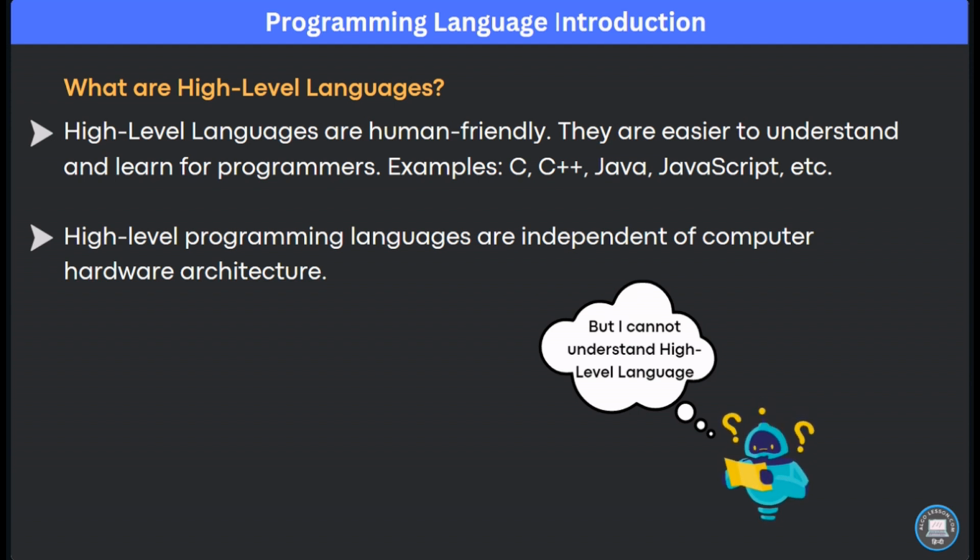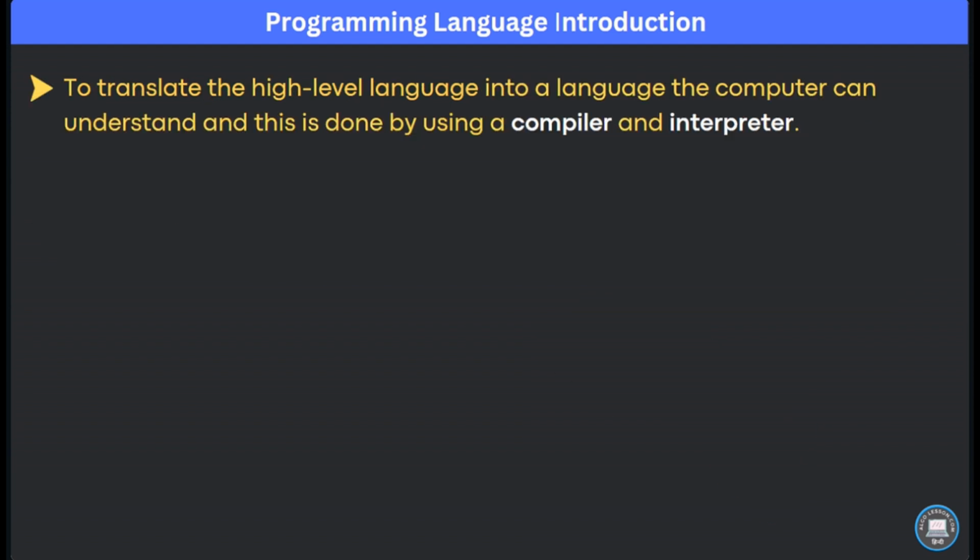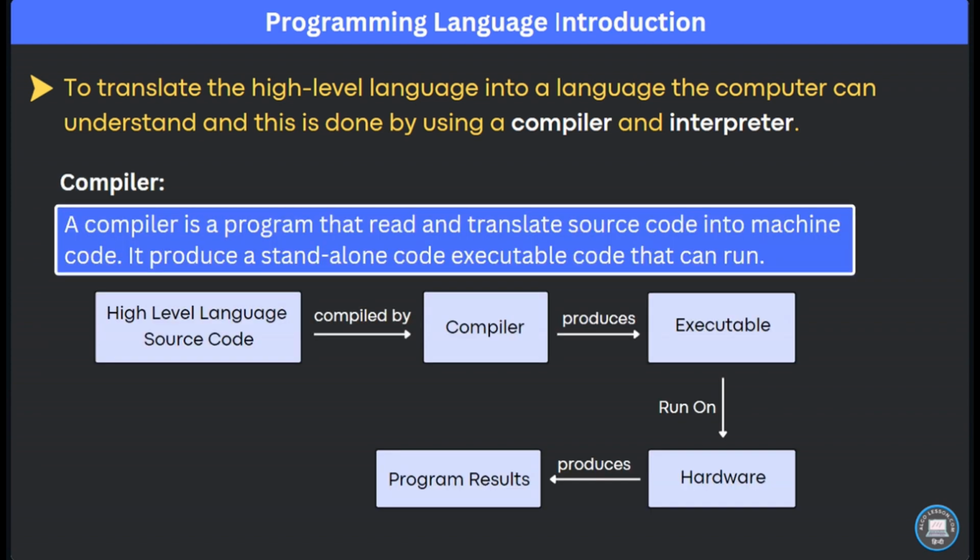In the case of assembly language, we use an assembler. So what are we going to use in the case of high level languages? To translate the high level language into a language that the computer can understand, we use a compiler and an interpreter. Okay, now let's understand what a compiler and an interpreter are. Basically, a compiler is a program that reads and translates the source code into machine code. It produces a standalone, executable code that can run.